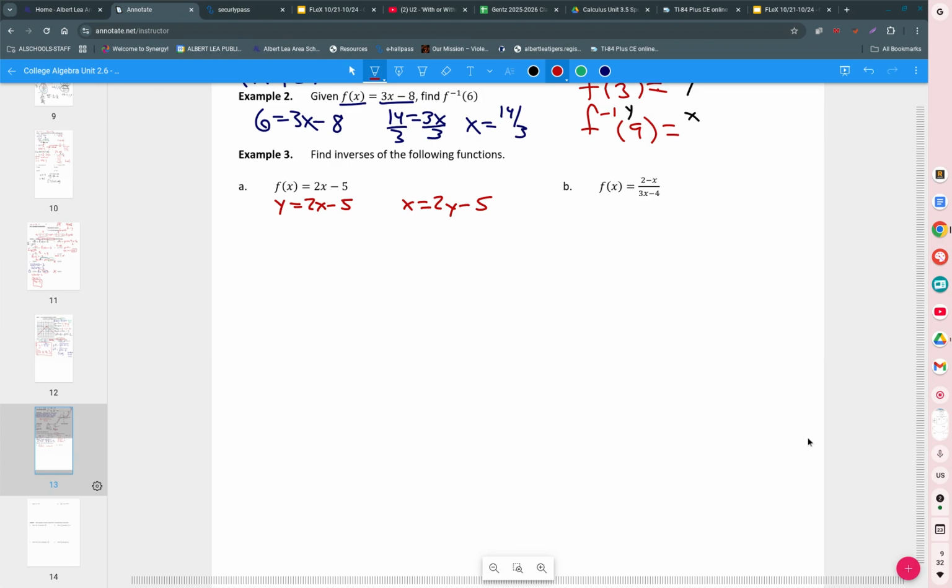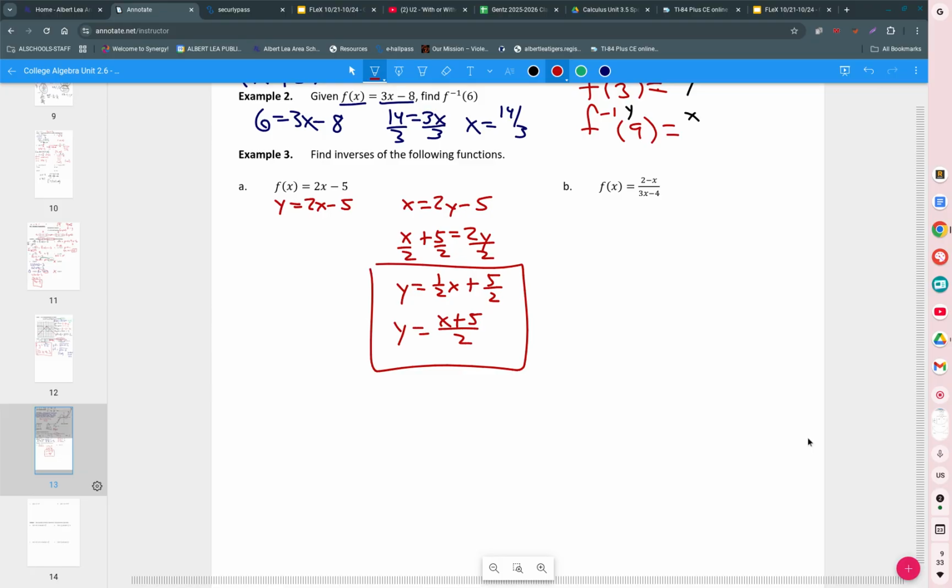I add 5 to both sides. x plus 5 is equal to 2y. And I divide by 2. And I get y is equal to 1/2 x plus 5 halves. Or in other words, y is equal to (x plus 5) divided by 2. You can write it in either way that you want. Okay?